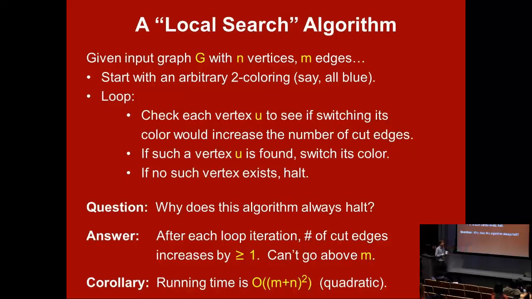It's not clear, right? Because you could imagine you're going through the vertices, and you find one where it's better to switch its color. So you switch it. And then you maybe switch another vertex color, and another vertex color. Now it might be better to switch this one back, and then now it might be better to switch this one back, and so forth. So it does always halt, though. Can somebody say why it always halts?